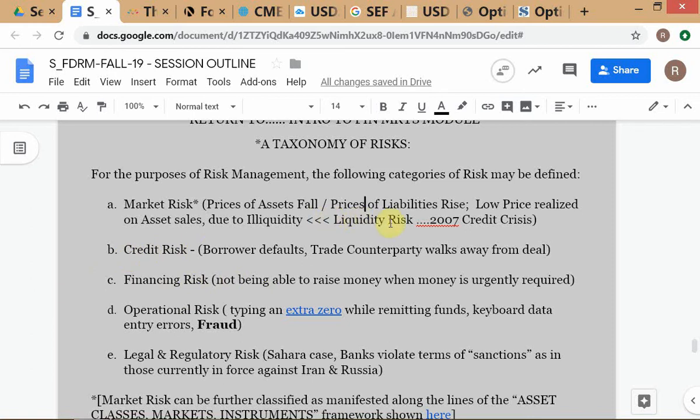So I have defined liquidity risk as basically, like in the 2007 credit crisis, a lot of the mortgage backed securities people were holding dropped in price because of lack of liquidity, lack of enough players in the market. So I have merged liquidity risk into market risk, because liquidity risk essentially manifests itself quickly as market risk.